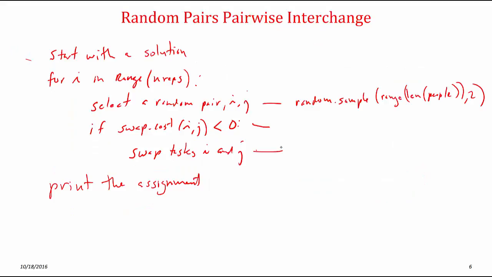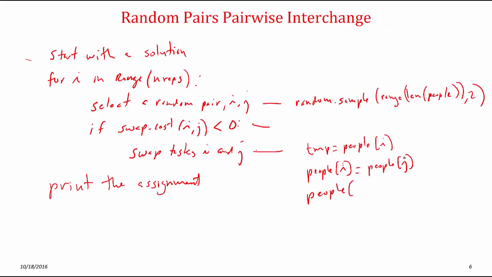And finally, the last thing we have to do is actually swap the tasks. And so looking back at our data structures, we have to update two components. We have to update the people list and the task list. So what I would do is set a temporary variable equal to people I, then assign people j to people I. I've got these backwards, sorry. Let me go back and fix this. So I would assign people I, people j, and then finally people j equals temp.